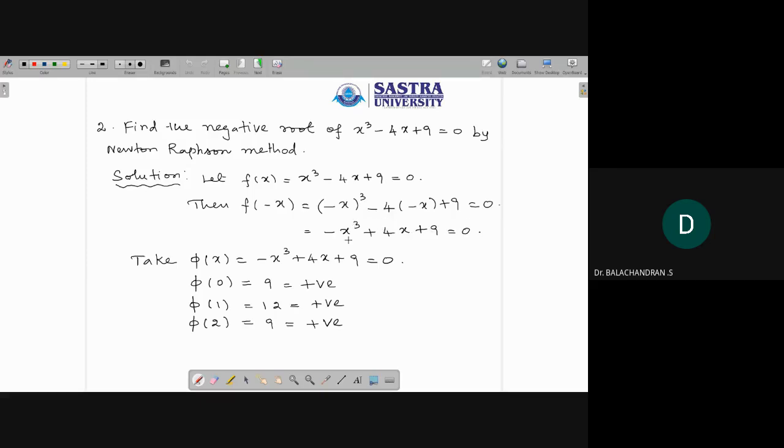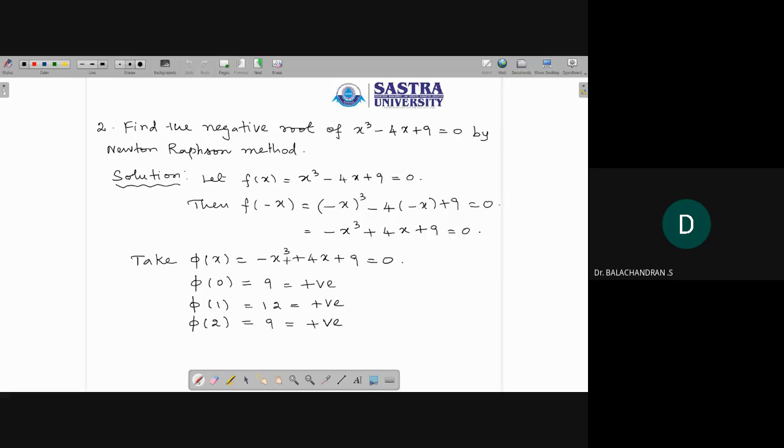Let us take this polynomial as phi of x. Now I am going to find the positive root of this cubic polynomial. So I will take this phi of x. Now substitute x is equal to 0. If I substitute x is equal to 0, this is 0, this is 0, 9. So that is a positive number.